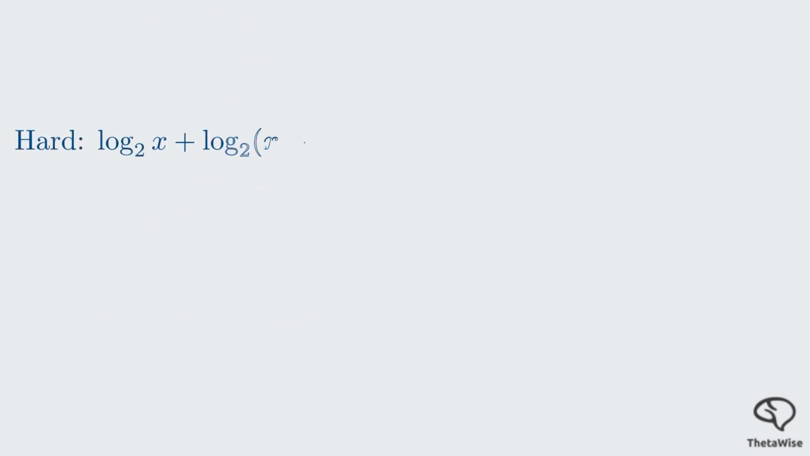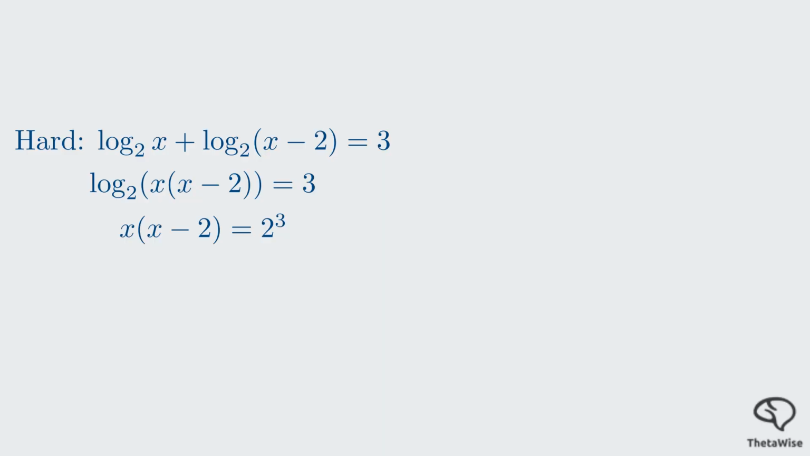Now for the hard solution. Log base 2 of x plus log base 2 of (x minus 2) equals 3. First, combine the logs using the multiplication law. Log base 2 of x times (x minus 2) equals 3. Now, convert the logarithmic form back into index form. The base is 2 and the power is 3.